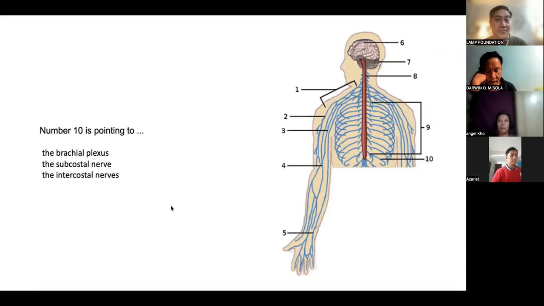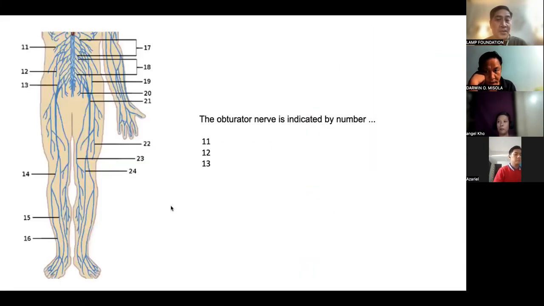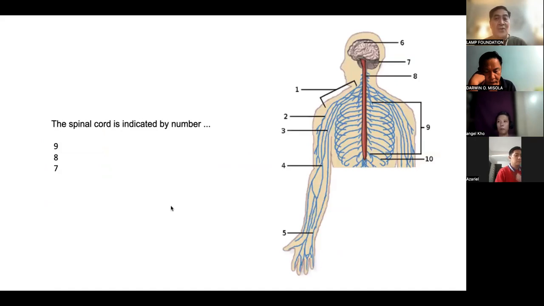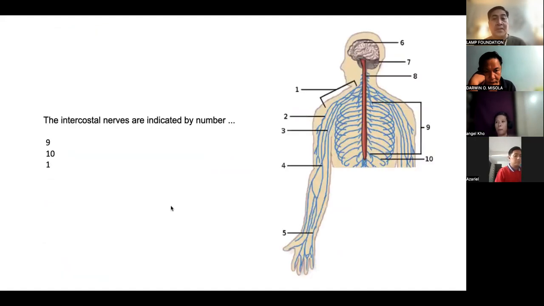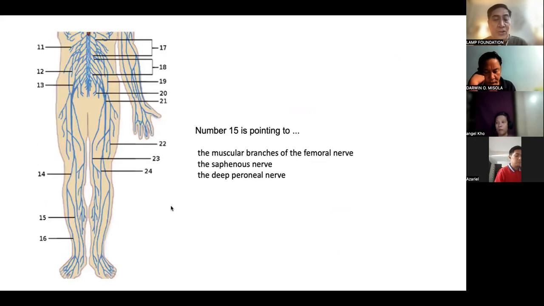Number 1. Number 10 is pointing to... The subcostal nerve. The obturator nerve is indicated by number... Number 13. The spinal cord is indicated by number... Number 8. The common peroneal nerve is indicated by number... 14 po. The intercostal nerves are indicated by number... Number 9.